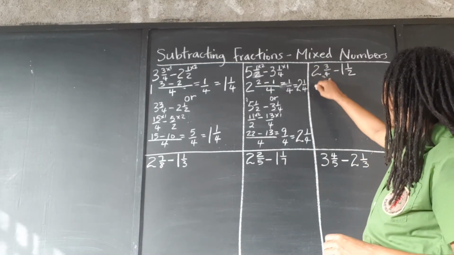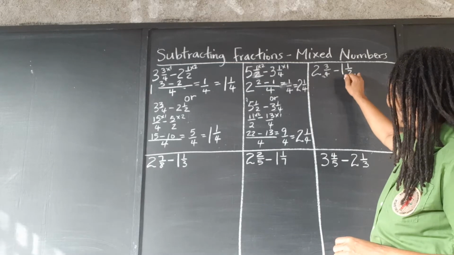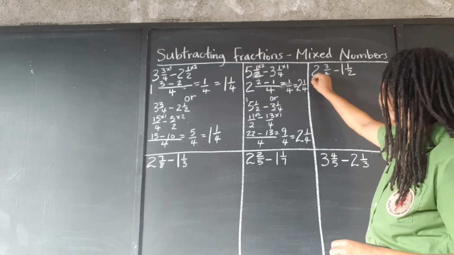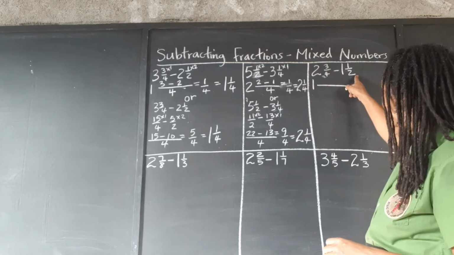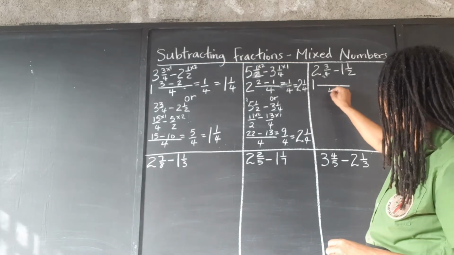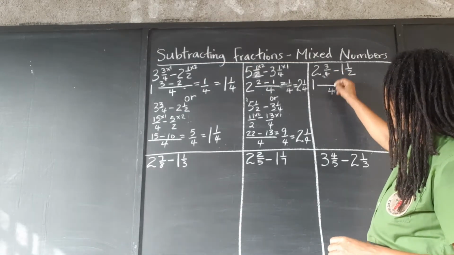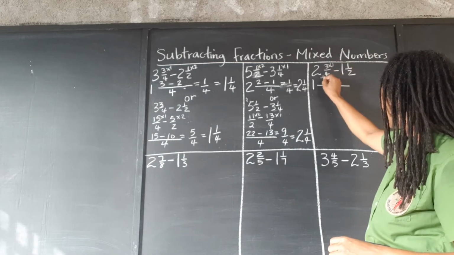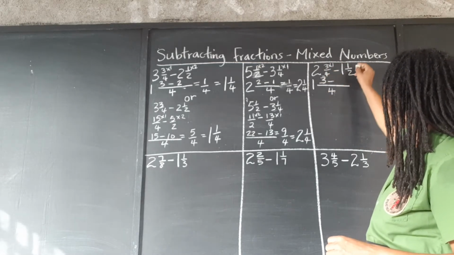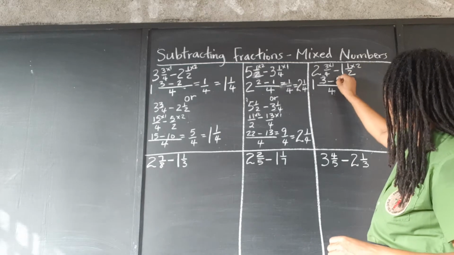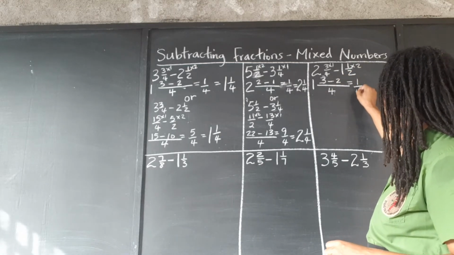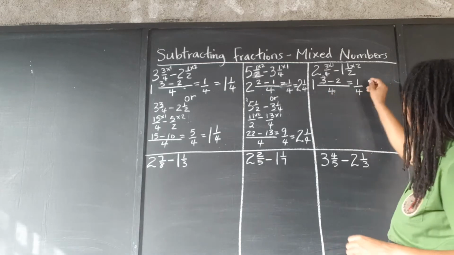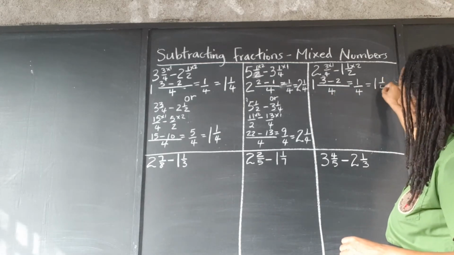2 3/4 subtract 1 1/2. 2 take away 1 is 1. The LCM of 4 and 2 is 4. 4 goes into 4 once, 3 once, 3. 2 goes into 4 2 times, 1 times 2 is 2. 3 take away 2 is 1, put it back over the 4, and we have 1 1/4.